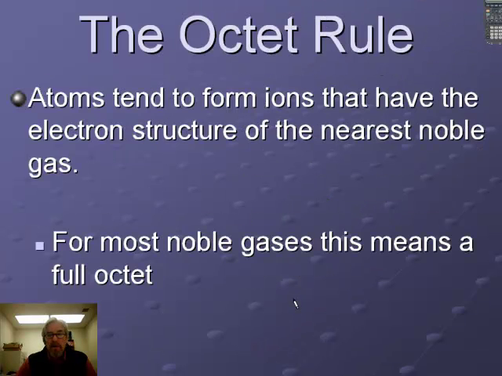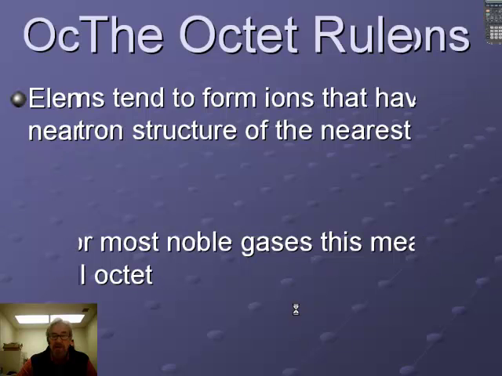In practical terms, if we're going to try and quickly determine what's going on in ionic bonding, we can rely on something called the octet rule. The octet rule says that atoms tend to form ions that have the electron structure of the closest noble gas. Now, for most ions, this is going to mean they're going to have a full octet, or 8 electrons, in their outer shell, because most noble gases have a full 8 electrons. Because remember, they typically are going to end in p6 followed by an s2. And so in the highest energy level, that adds up to 8 electrons.